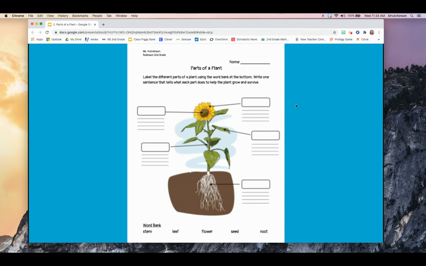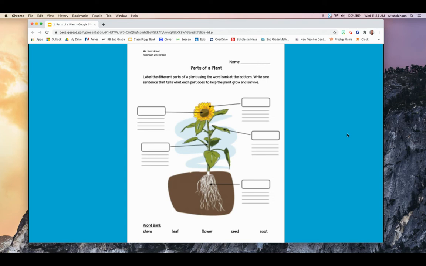You can tell me one thing that it does. Some parts do many things. At least give me one sentence that tells me what that part does. You can pause the video and fill it in. You can go back in the video to review the information. When you're ready, continue on and we'll check our answers. So hit pause or go back and fill out your worksheet.